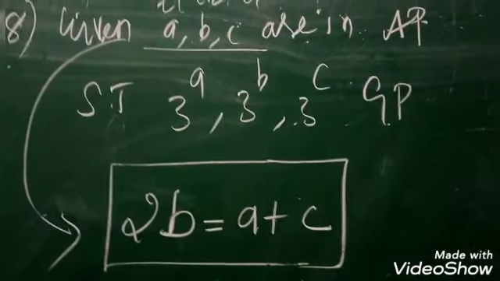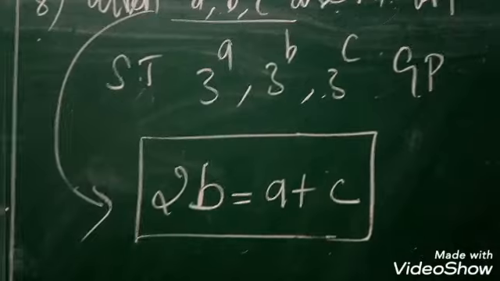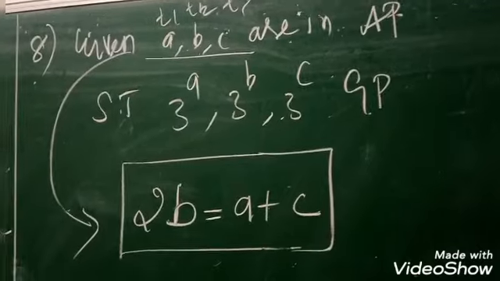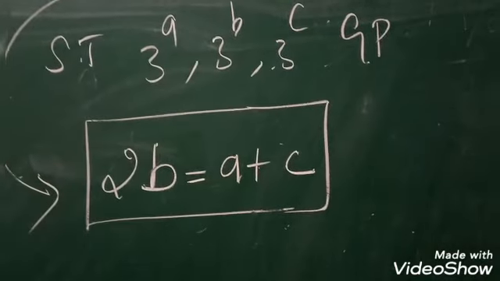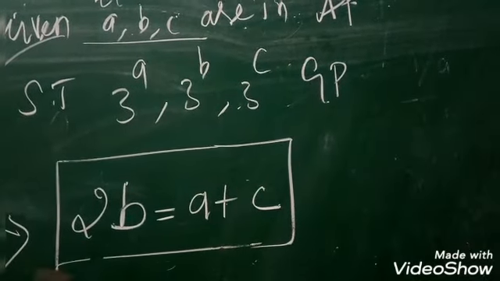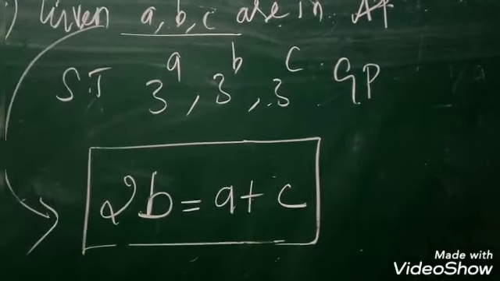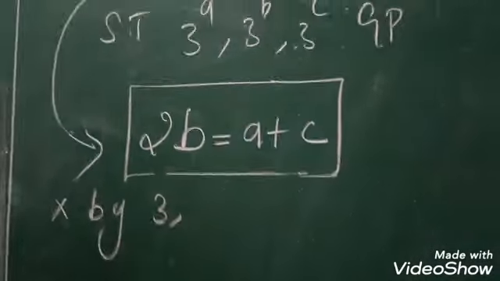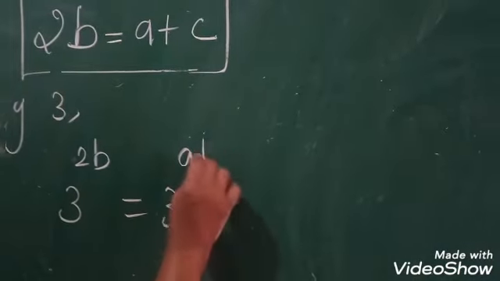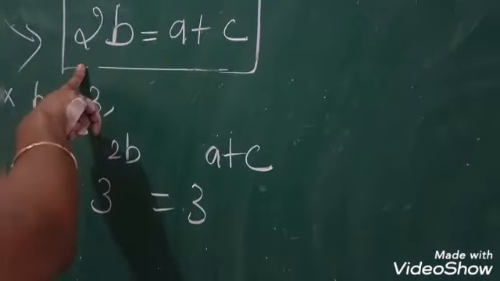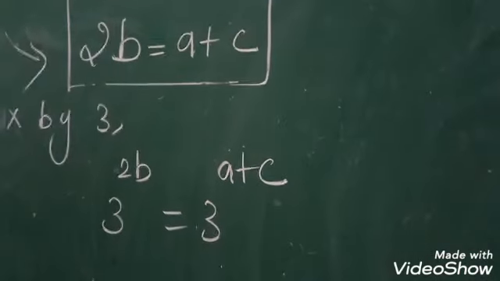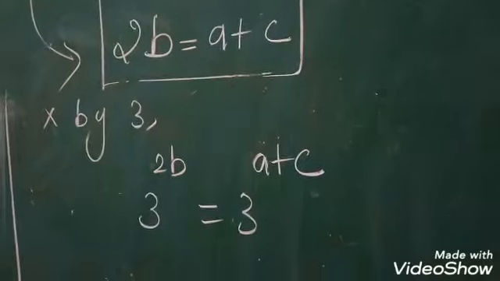Now I am going to multiply it by 3. When we multiply by the same number, the value should not be changed. If you multiply both sides by the same number, the left hand side as well as the right hand side are multiplied by 3 and should not change. So how do I write? 3 power 2b is equal to 3 power A plus C. Here also I multiplied by 3. If we multiply both sides by the same number, the value will not change, and the left hand side and the right hand side remain equal.